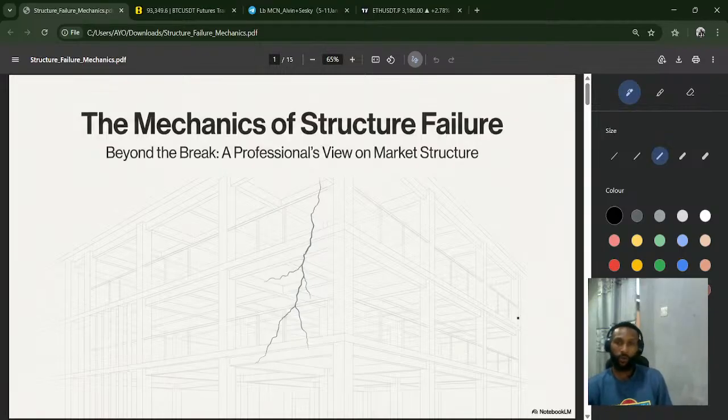Last week we spoke about what market structure is, but this week we're going to talk about how market structure fails. I know you feel different this week, at least you've gotten an overview of what market structure is. So this week we're going deeper into market structure. All right, so let's go on this sweet ride.